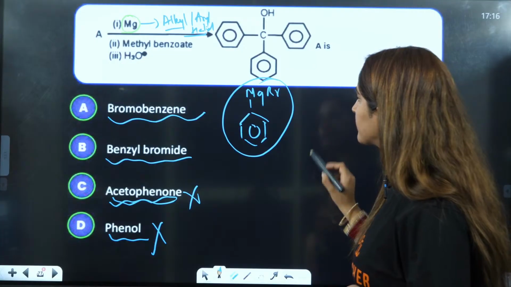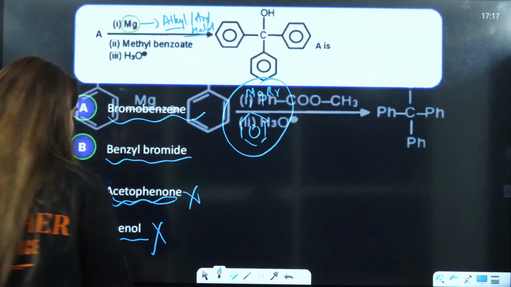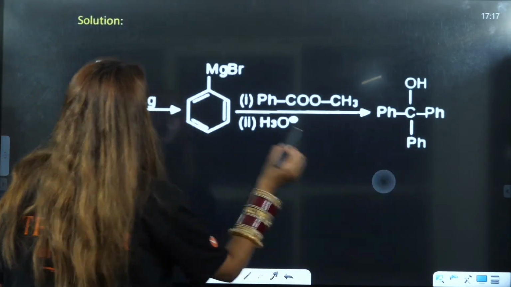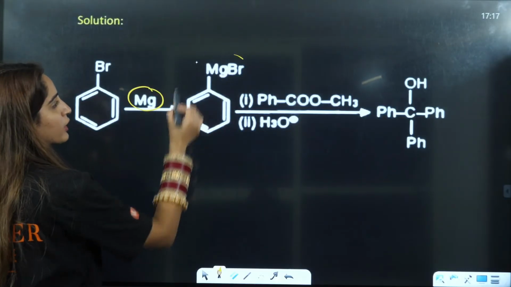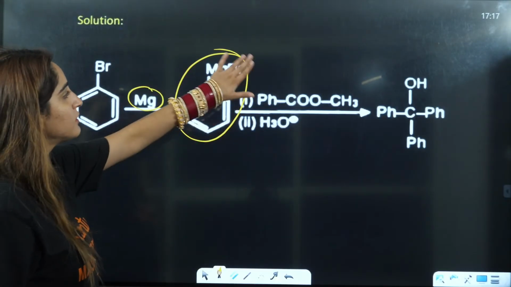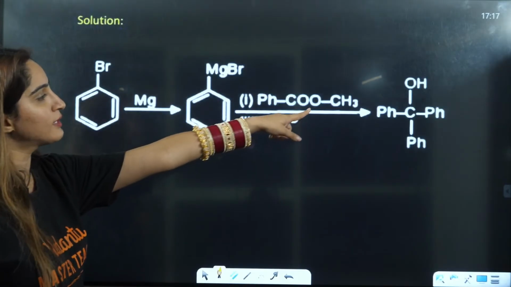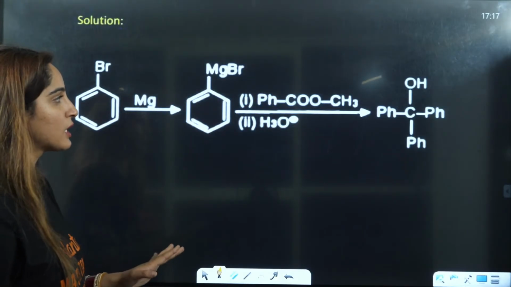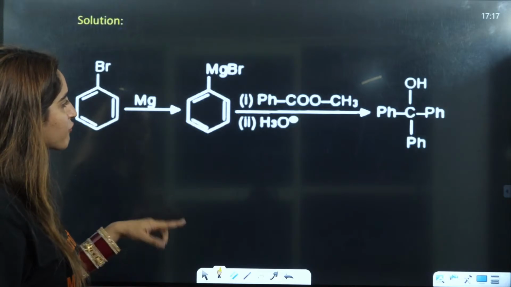Okay, so let's take this thing only firstly, right? And then methyl benzoate, right? So this is Mg, that will be converted to Grignard reagent. Then you have methyl benzoate, that is one methyl and one Ph here, right? Okay. So after this, what will happen?